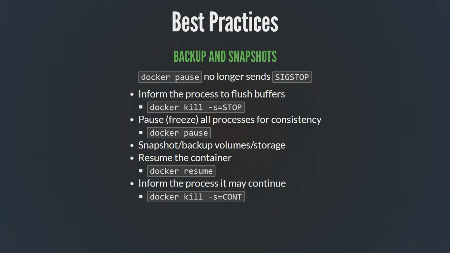From a best practice standpoint, I started talking about this. The docker pause uses the cgroups freezer, and so the process inside doesn't know that it's going to be frozen. And so it may leave the disk and the files in an inconsistent state, which could be problems depending on your backup, right? Because when you restore it later, it'll be viewed as corrupted.